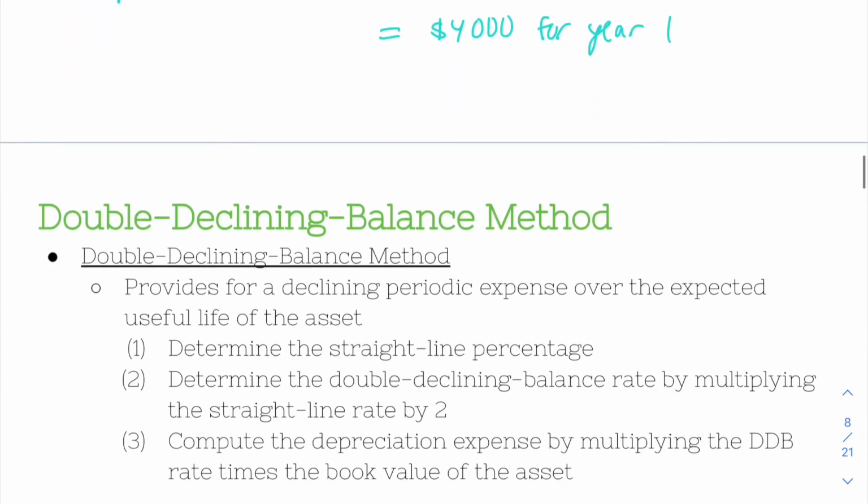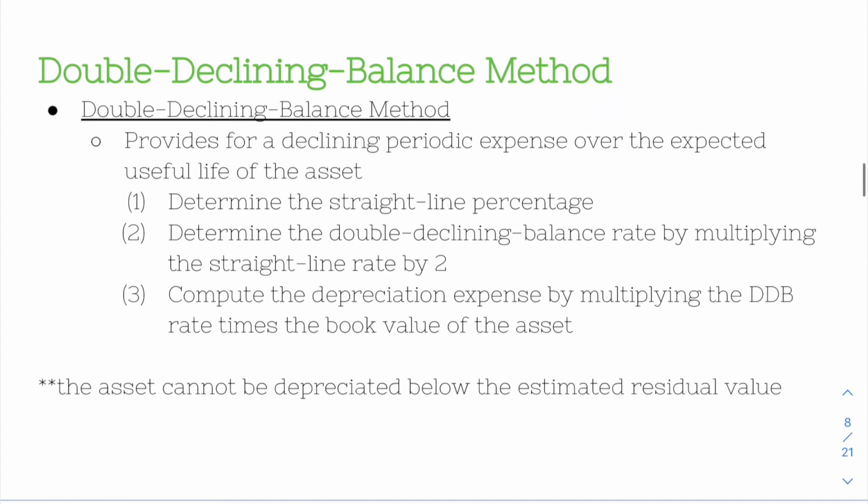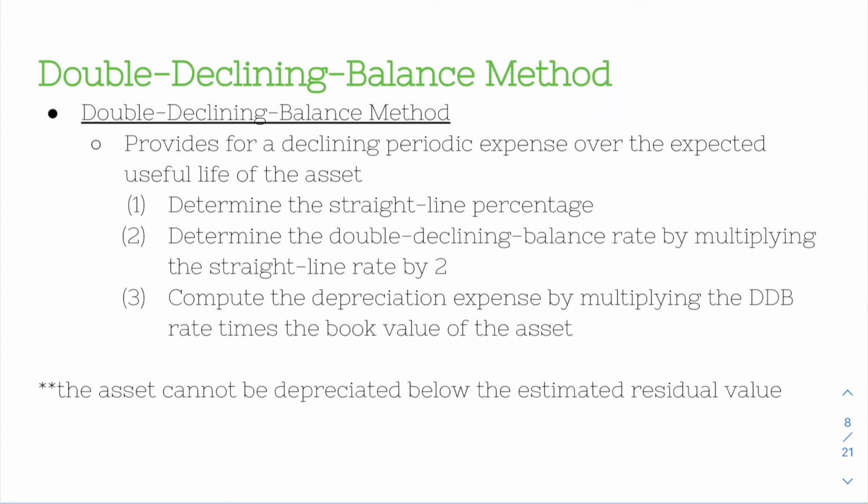And now we have the double declining balance method. And this method is an accelerated depreciation method. So it is going to provide for a declining periodic expense over the expected useful life of the asset. So you're going to have more depreciation up front and then less in your later years. And the reason a company would choose to do this is mainly for tax benefits.